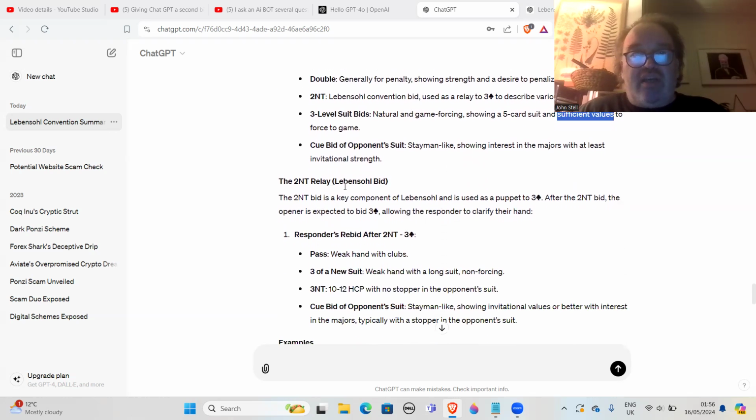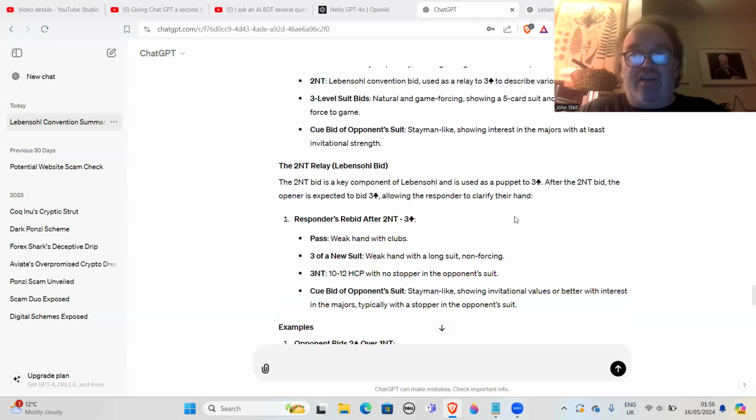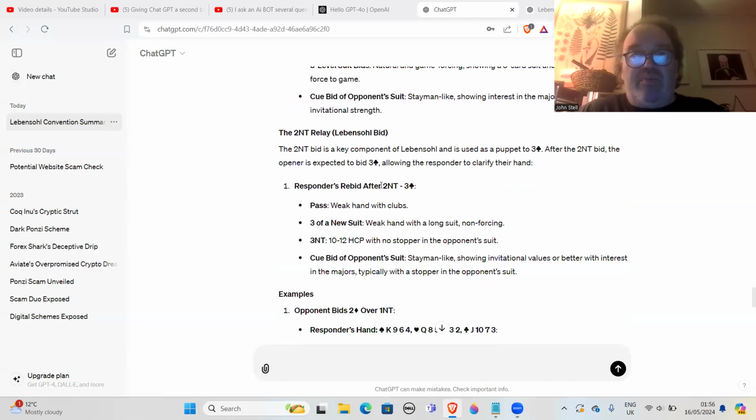The 2 no trump relay, lebensohl bid. The 2 no trump bid is a key component of lebensohl. It's used as a puppet to 3 clubs. After the 2 no trump bid, the opener is expected to bid 3 clubs, allowing the responder to clarify their hand. Responder's rebid after 2 no trumps: pass, weak hand with clubs.